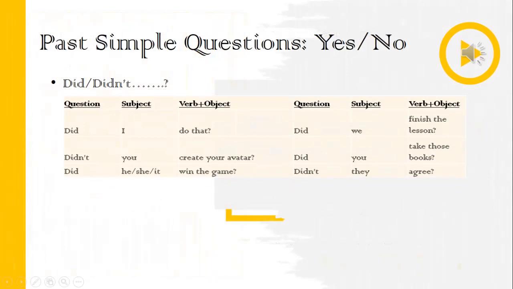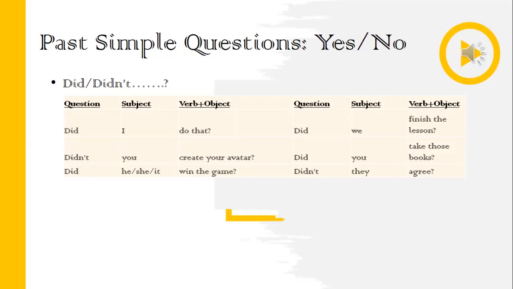Now, for past simple questions where the answer is yes or no, we have two ways of making these sentences. The first one is did and didn't. In this table here, you see that did and didn't is the very first word in the sentence. Did I do that? Didn't you create your avatar? Did she win the game? Did we finish the lesson? Did you take those books? Didn't they agree? After did or didn't, you need the subject, and then you need the verb and the object.